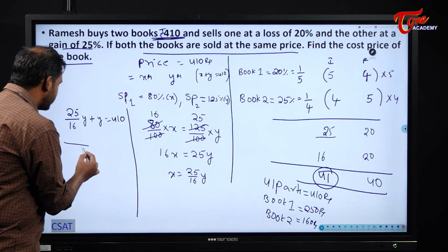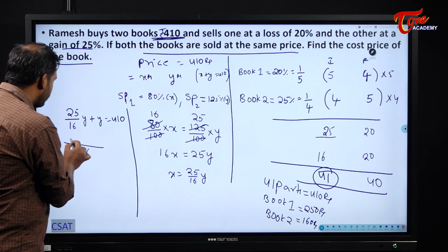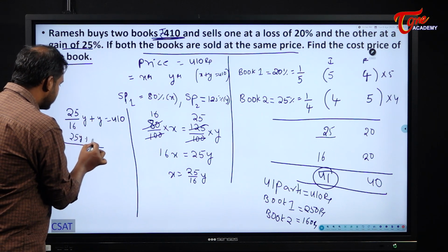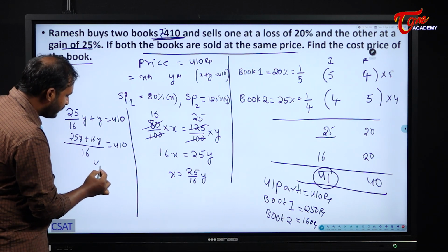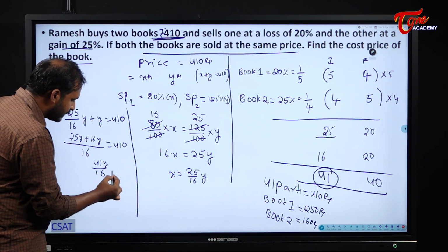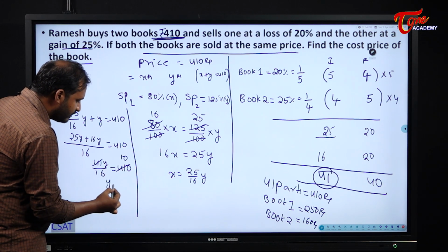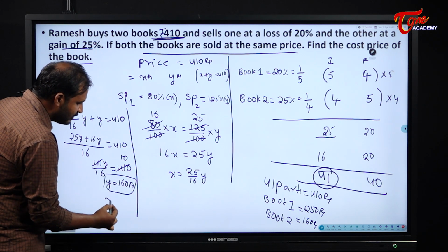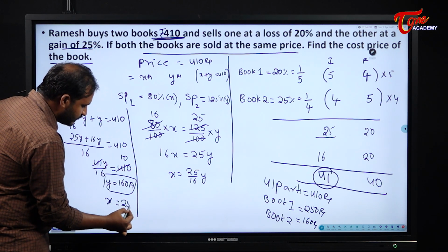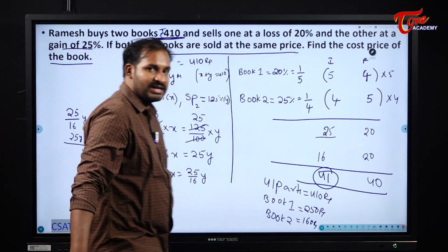So the LCM will become 16. So what happens to this one? 25y plus 16y is equal to 410. The numerator will become what for me? 41y by 16 is equal to 410. 41 ones are 41, 41 tens are 410. The y value will become what for me here? 160 rupees. If the y value is 160 rupees, the x value will become 250 rupees.